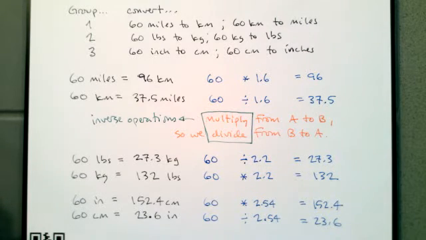What we observed is that if we multiply in one direction, we should divide to go the other direction. Multiplication and division are inverse operations. So to get back to where we started, after we multiply, we should divide, and that'll bring us back to our original. So 60 multiplied by 1.6 will give us 96 kilometers.